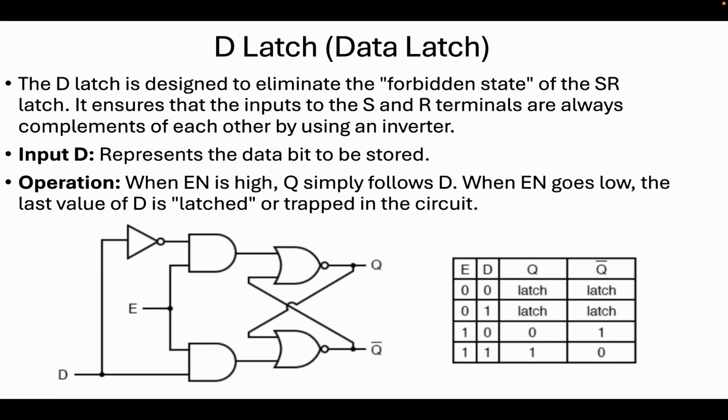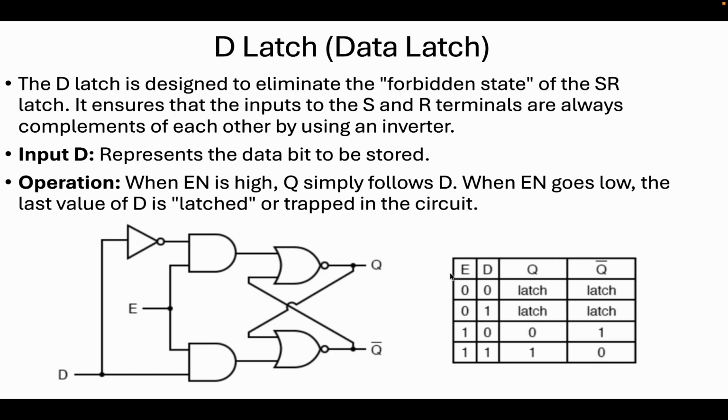Now we'll go to D latch. D latch is used to eliminate the forbidden state. So let us see how it eliminates it. It ensures that the inputs to the S and R terminals are always complements of each other. So if you are giving one thing as an input, it will make sure that the other input is a complement. So if your D is 1, it will make sure that the other input is 0. So this avoids the invalid state whenever your inputs are both 1 and 1.